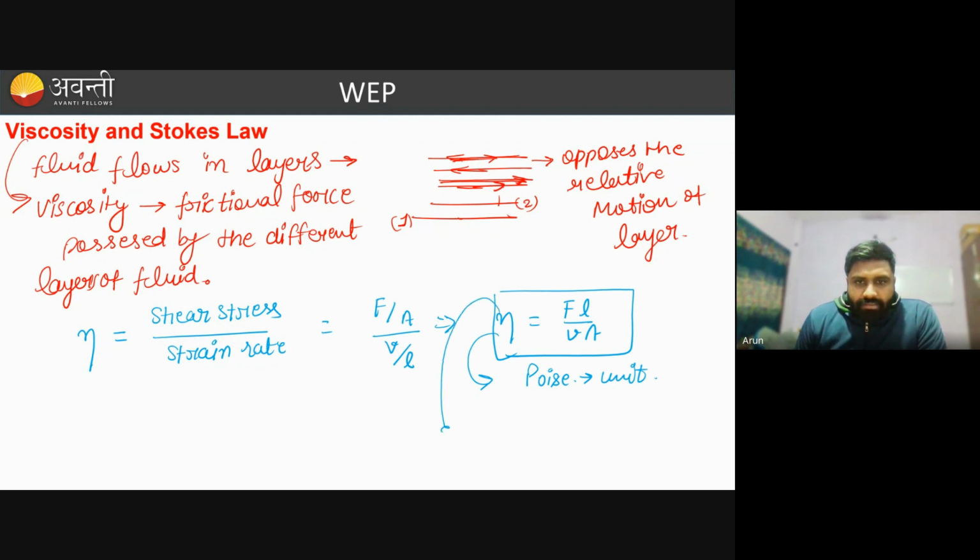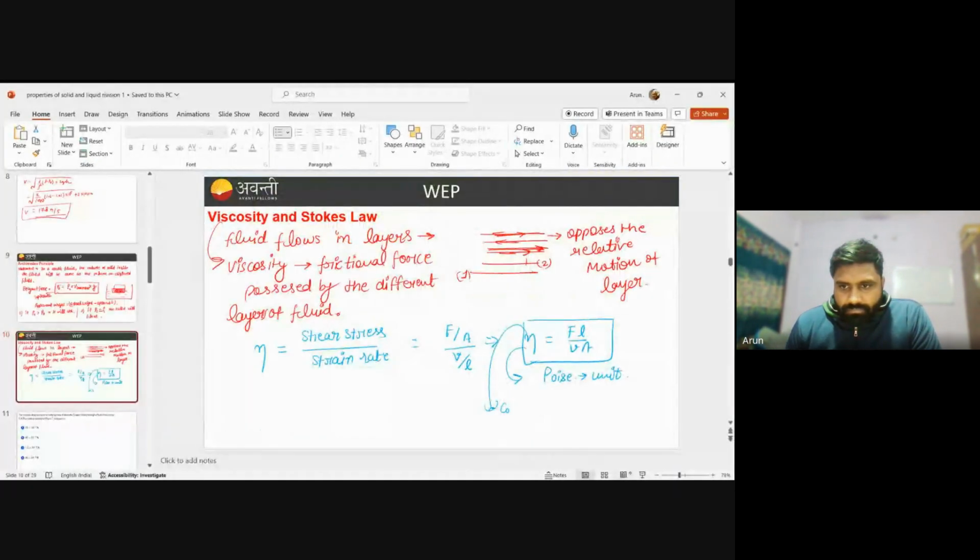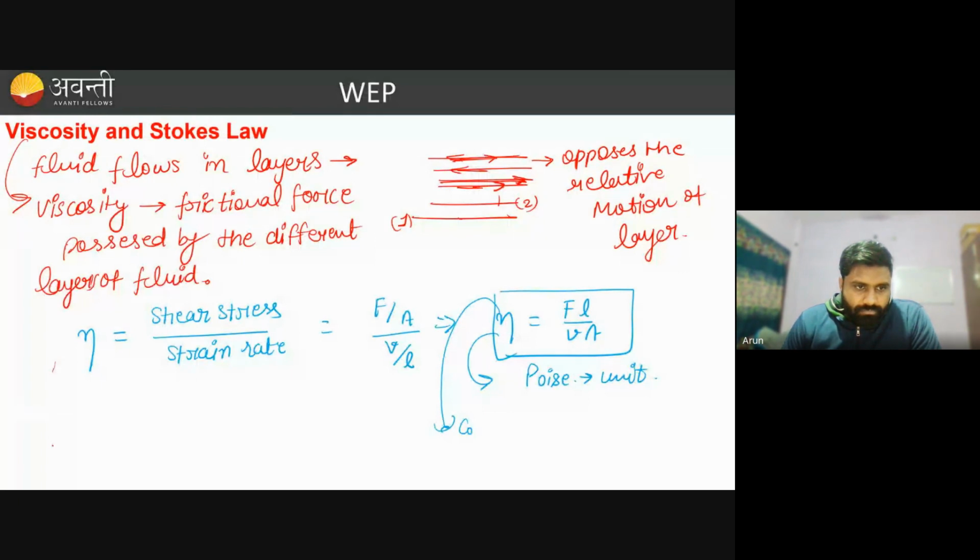Now, this is called as coefficient of viscosity. Okay.